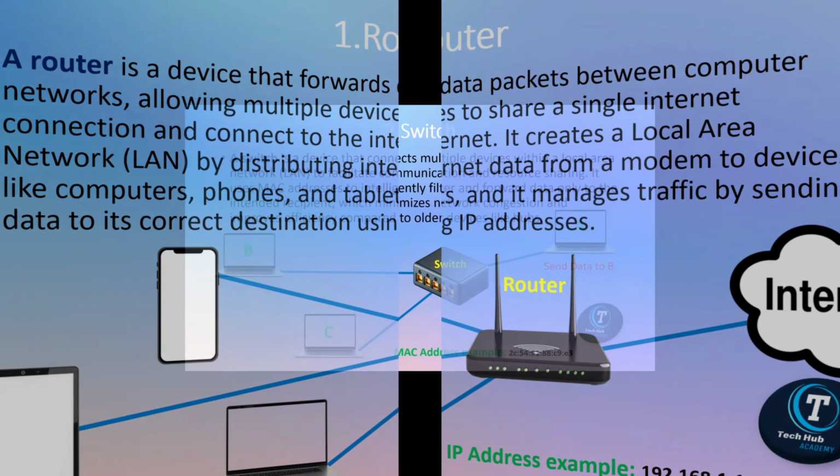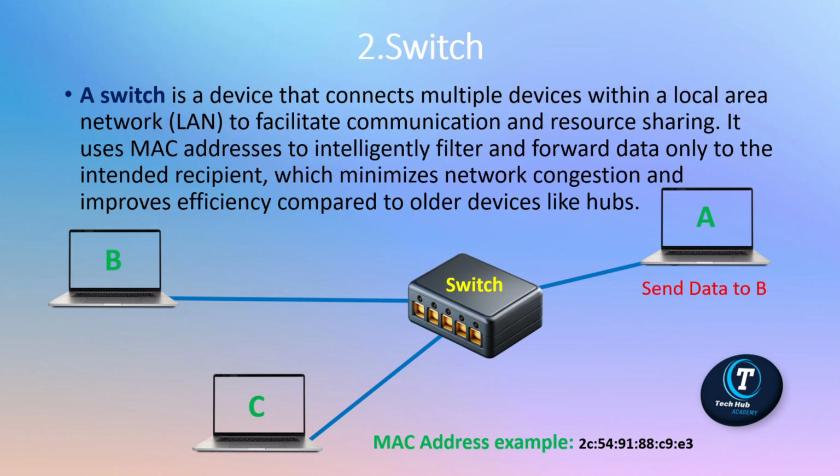Number 2, switch. A switch is a device that connects multiple devices within a local area network to facilitate communication and resource sharing. It uses MAC addresses to intelligently filter and forward data only to the intended recipient, which minimizes network congestion and improves efficiency compared to older devices like hubs. This makes it smarter and faster than a hub. Switches help reduce network traffic and improve performance.